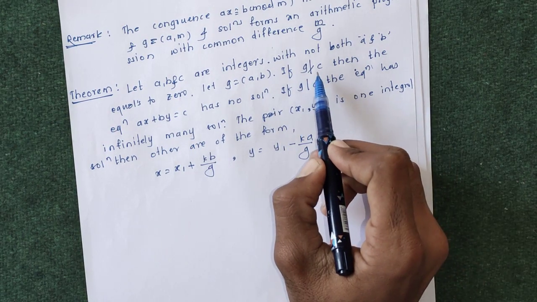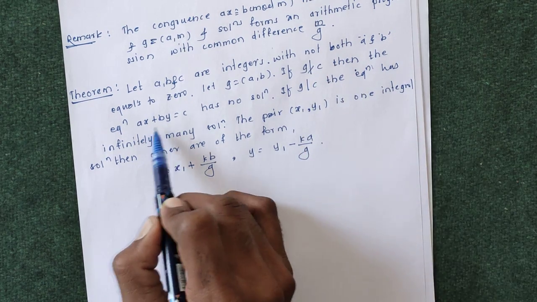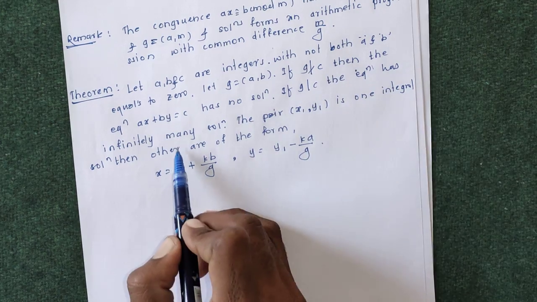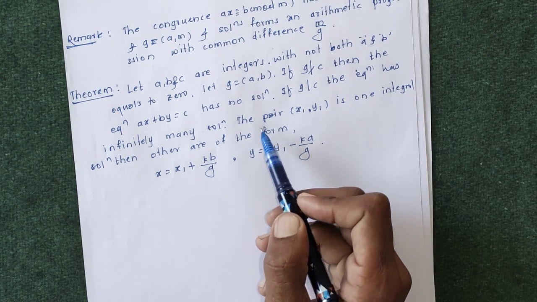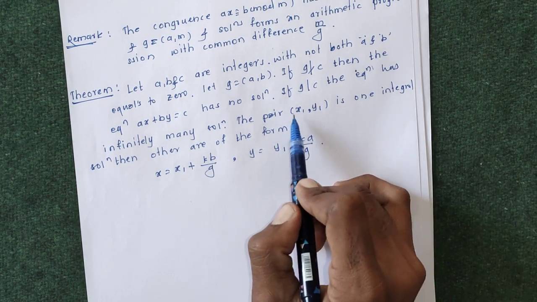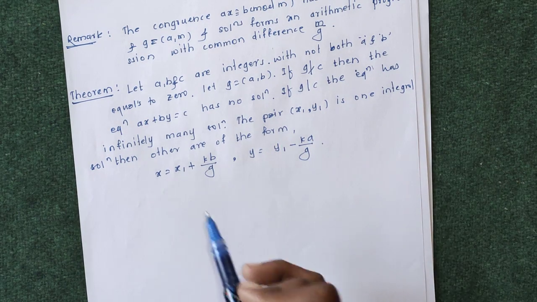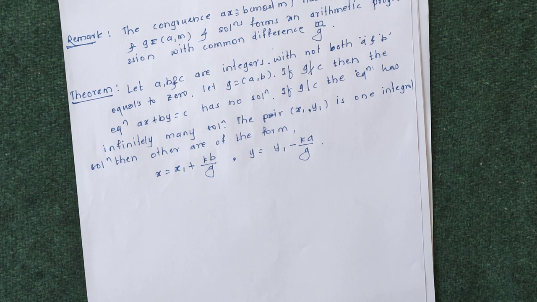First of all, we have to prove that if G doesn't divide C, then this equation has no solution. Secondly, if G divides C, then we have to prove that this equation has infinitely many solutions. And after that, if x1, y1 is the first pair, then we have to prove that the other solutions are of this form. This theorem may be asked in the university examination. If the examination is offline, then this question may be asked for 5 marks.